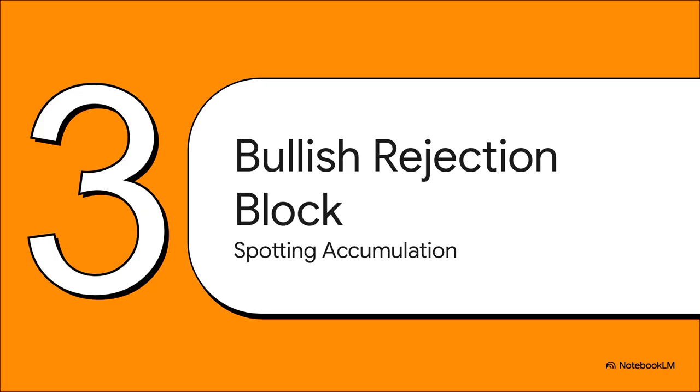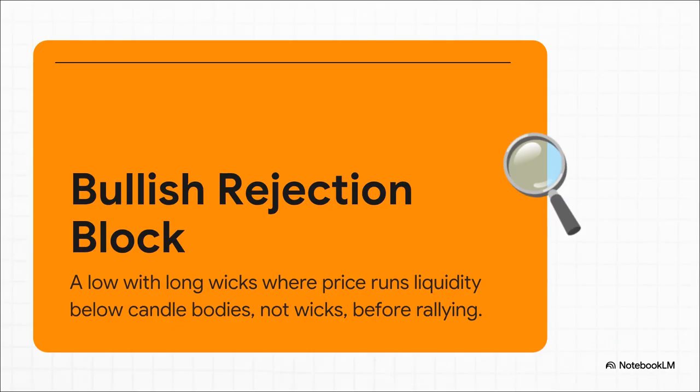So let's take a look at the bullish rejection block. As you've guessed, the bullish rejection block is a price low with long lower wicks. And in this case, the smart money isn't sitting around waiting for some dramatic crash below the lowest wick. Nope. Instead, they're busy accumulating their positions by running the sell-side liquidity that's sitting just below the candle bodies. It's like a surgical strike on the opens and closes, not a full-on assault on the wick lows.